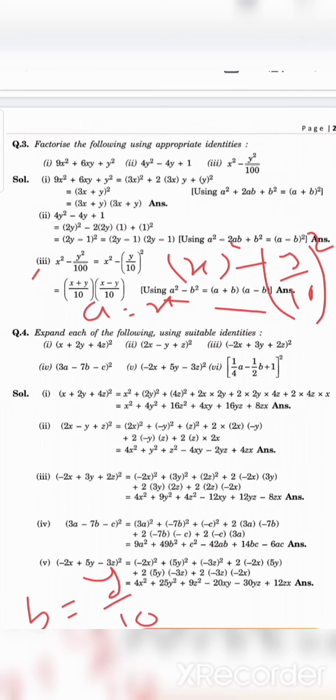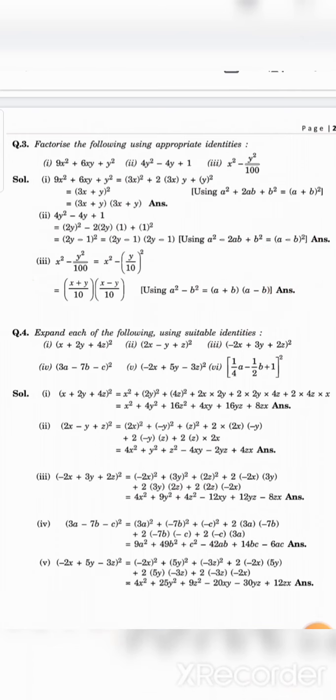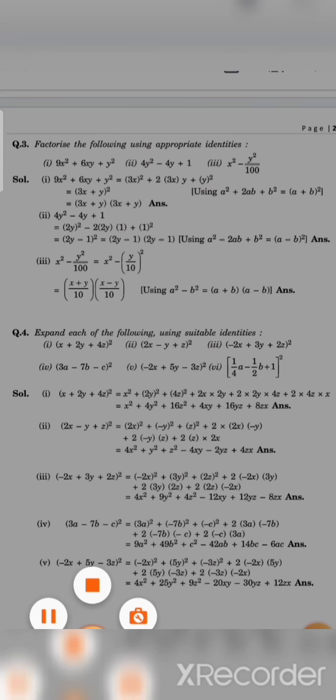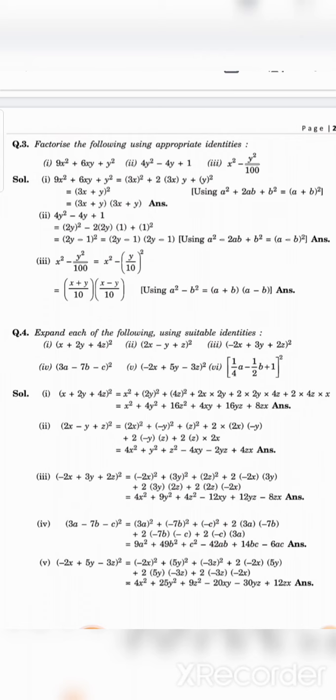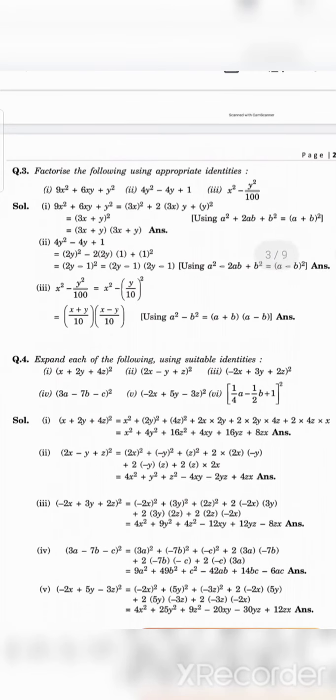Substituting, we get x plus y upon 10 and another x minus y upon 10 as the 2 brackets. So here we write the factors of our polynomial: x minus y upon 10 into another bracket x plus y upon 10.